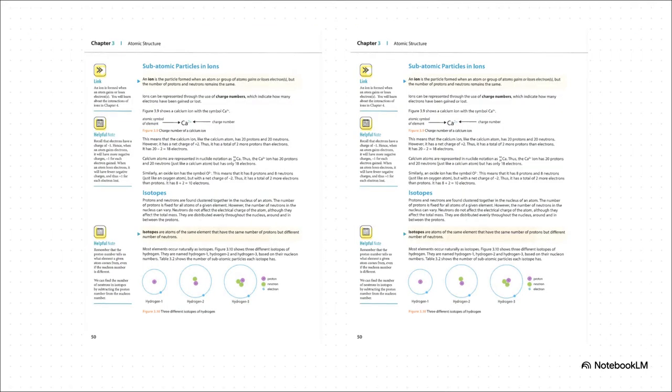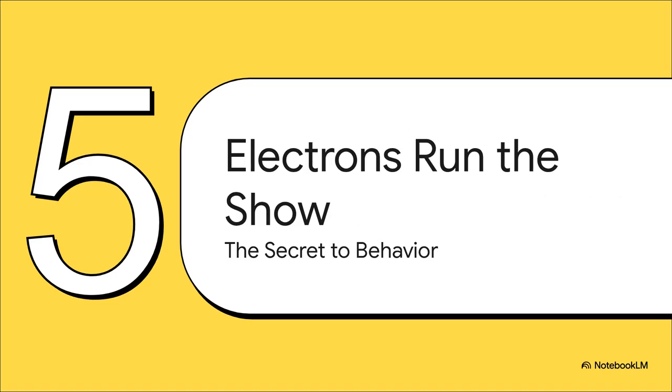Hydrogen is the perfect example. Every single one of these has exactly one proton. That's why they are all hydrogen. But look closely. Regular hydrogen has 0 neutrons. This one, deuterium, has 1 neutron. And this last one, tritium, has 2. They're all still hydrogen, they just have different weights. That's what isotopes are.